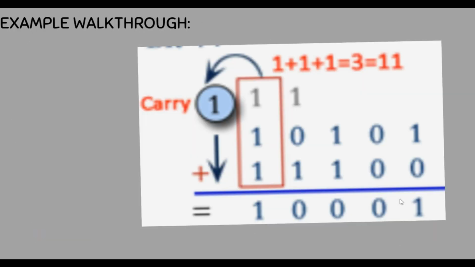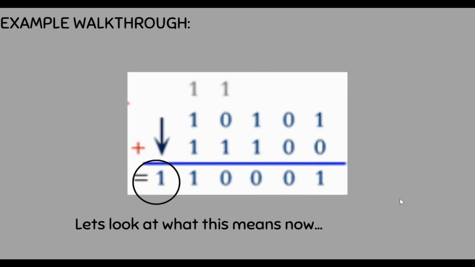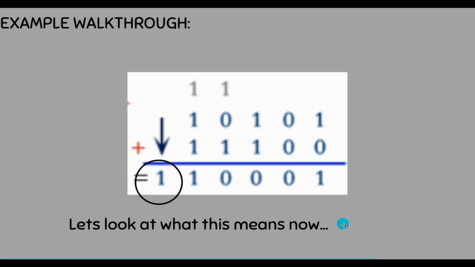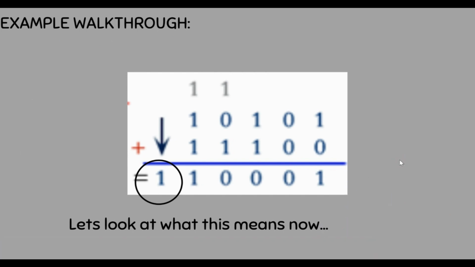In your final column, you have 3 ones. Now remember, 1 plus 1 plus 1 is 3, and in binary, 3 is represented as 1, 1, so your answer should be 1, 1. So, let's look at what this new digit means, however, because remember, we added 2 5-digit numbers, and we've somehow ended up with a 6-digit number. So what does this mean?